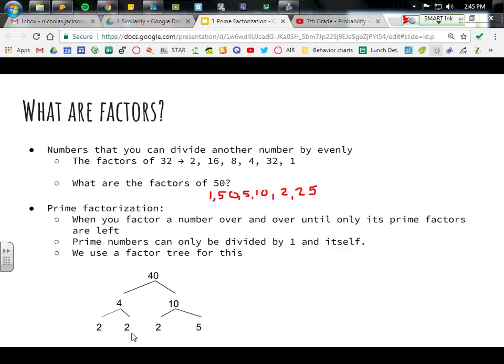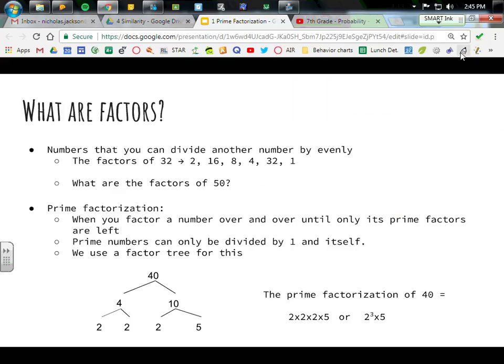Now all four of these factors are prime. Right? None of these numbers can be divided by anything other than 1 or themselves. So these are the prime factors of 40. And if you were to multiply 2 times 2 times 2 times 5, you would get 40. All right? So to express that, you could write it as 2 times 2 times 2 times 5, or we can use the exponent: 2 to the third power times 5. That's the prime factorization of 40.